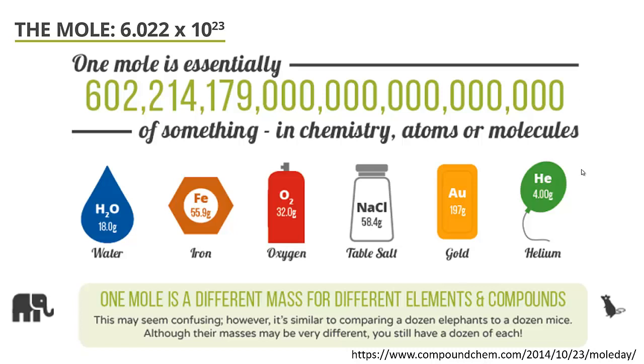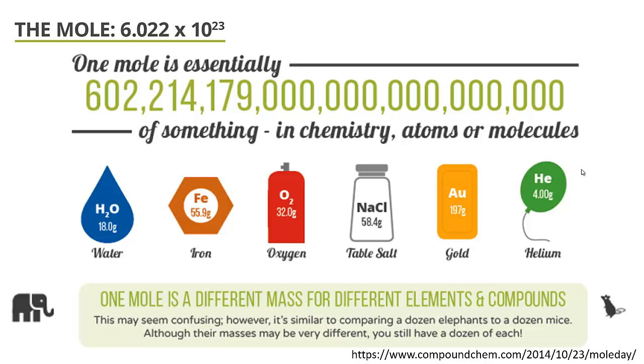The whole point of this lecture so far is to get you to understand that a mole is just a way of counting atoms. It's a way of saying, hey, this pile contains a mole of atoms. It contains a huge number of atoms. This may be confusing, but it's similar to comparing a dozen elephants to a dozen mice. Although their masses are different, you still have a dozen of each.